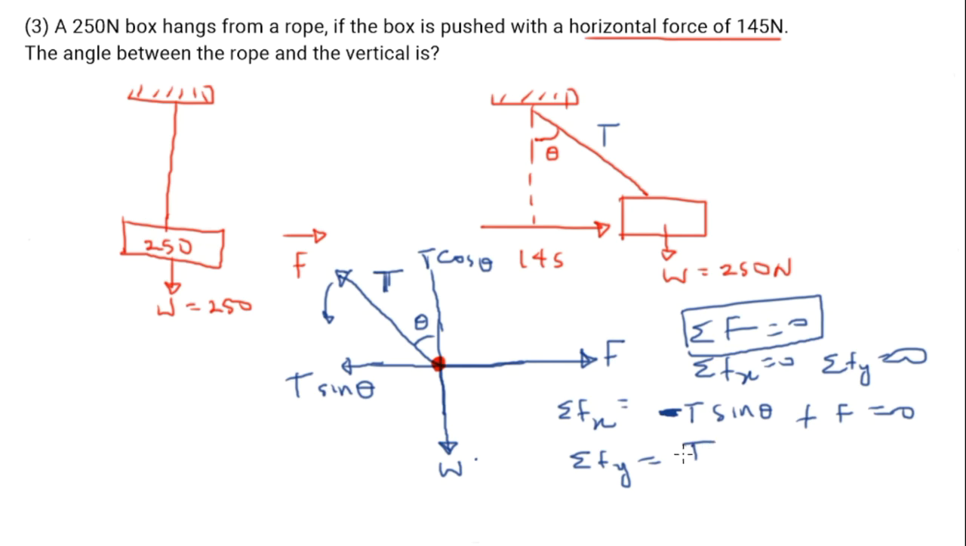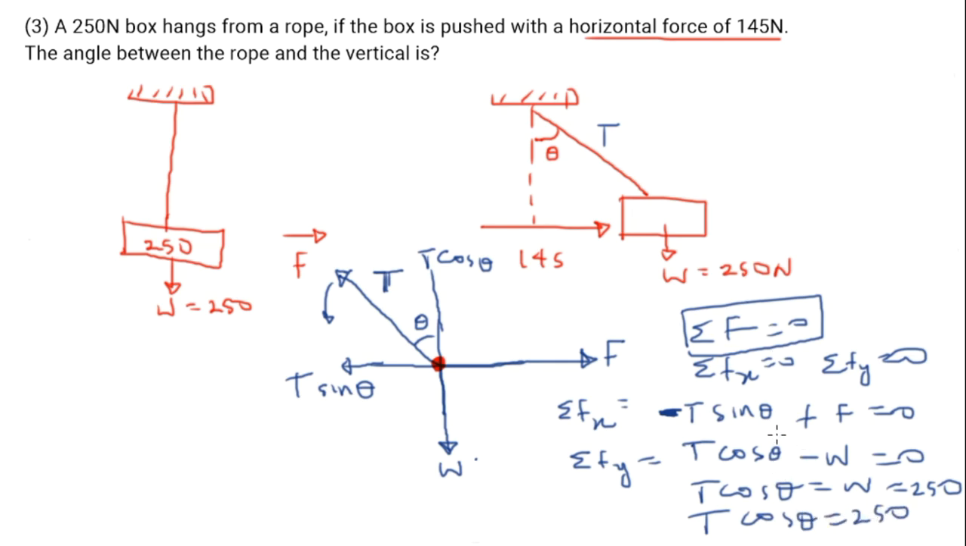Now the summation of the forces on the y-axis as well: T cos theta is along the positive y-axis, so T cos theta minus W has to be equal to zero, because W is along the negative y-axis. So from equation 2, I can take W to the other side, so that T cos theta will be equal to W. We know the weight of the object is 250 Newton. So it implies that T cos theta is equal to 250 Newton. We also know F from equation 1. Let's call this equation star.